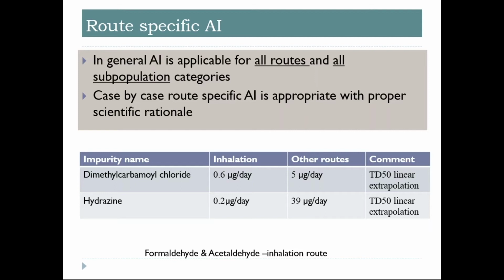This is partly maybe because of the differences in bioavailability and the low absorption by the oral route. However, ICH M7 gives a provision for case-by-case risk assessment for a route-specific AI with a proper scientific rationale. Below are two chemicals captured in ICH M7 with two different AIs, one for the inhalation route and another for the other routes. So we may choose the acceptable intake appropriately depending on the type of drug product which we are handling.